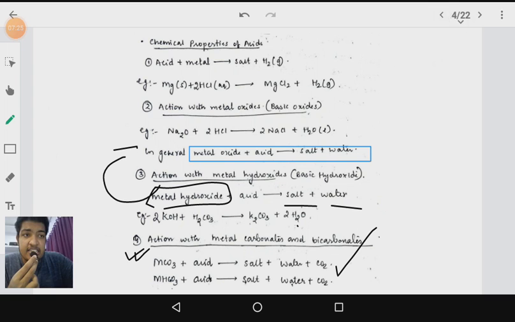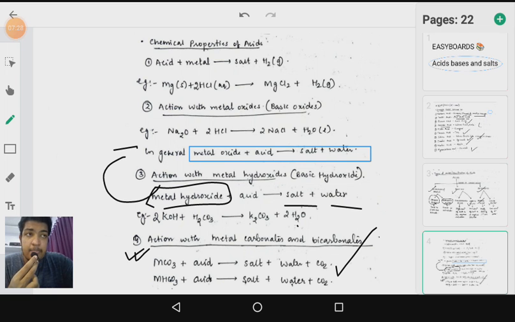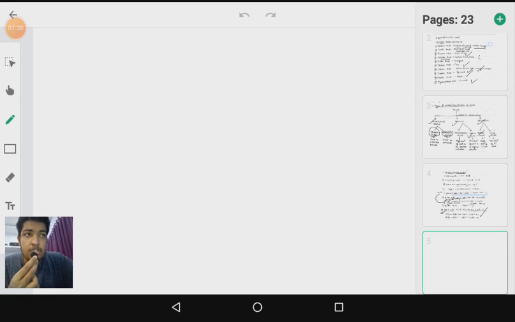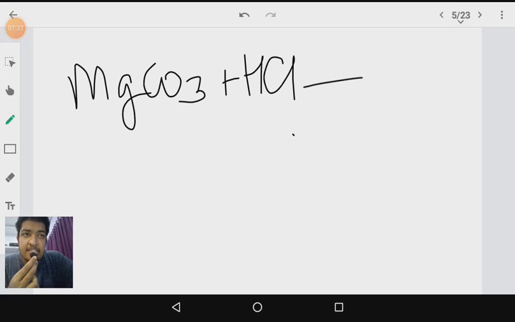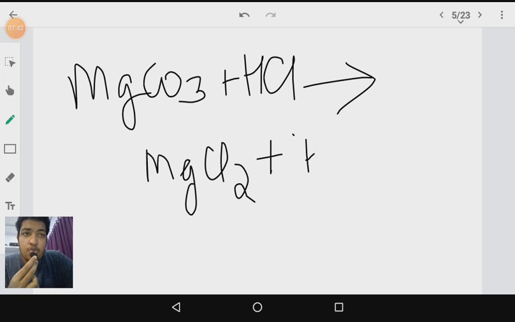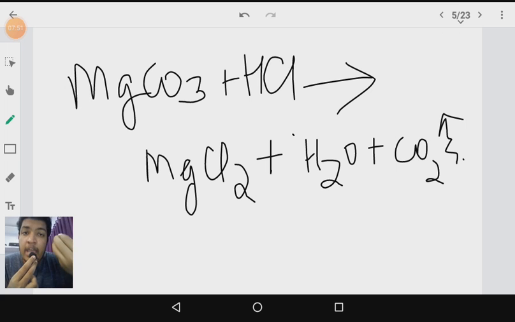Now let us take an example to understand this. Let us take magnesium carbonate. When it is treated with hydrochloric acid, it results in the formation of magnesium chloride plus H2O plus CO2, that is carbon dioxide gas. This carbon dioxide gas is going to come out from the test tube in the form of brisk effervescence. That is, some bubbles will be formed in the test tube, and those bubbles indicate that carbon dioxide gas is coming out.